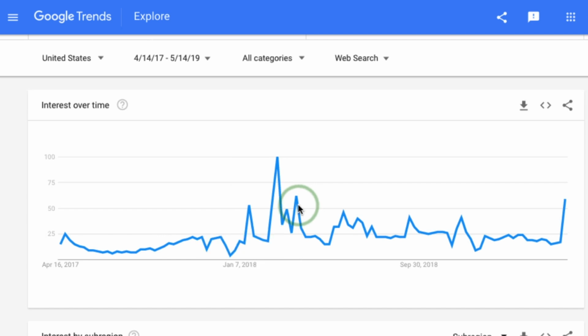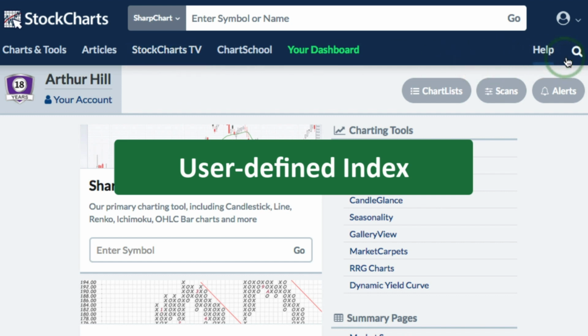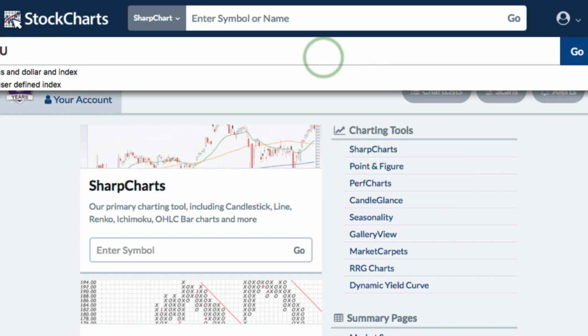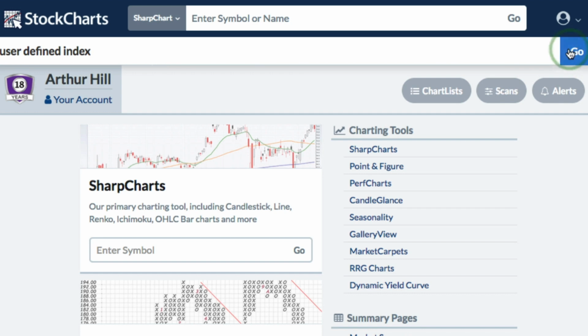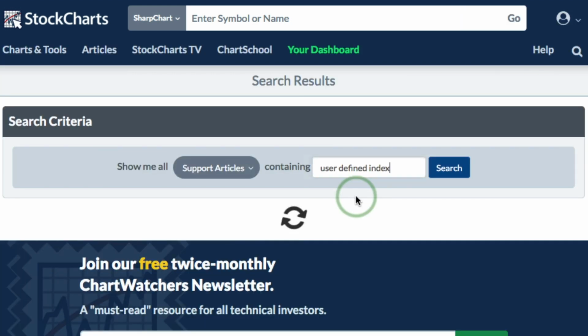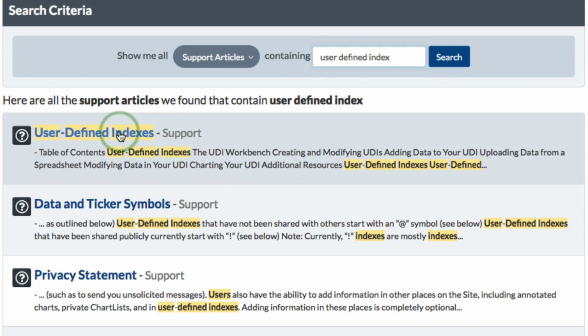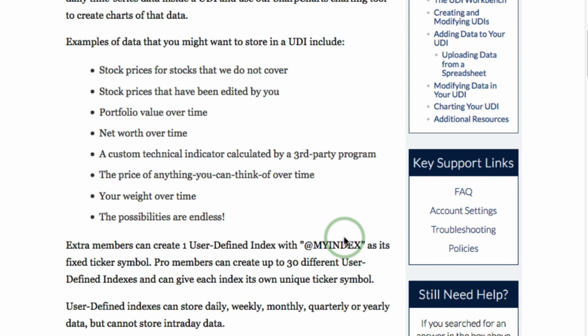So what does this look like on a chart with the S&P 500? What I did was I created a user-defined index. If you want to know about a user-defined index, you can just search for that term at the top right-hand corner of any web page. I search user-defined index, and there's the first hit, a support article that shows you how to create a user-defined index.